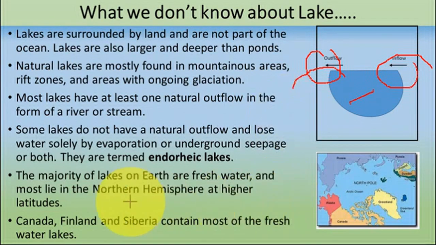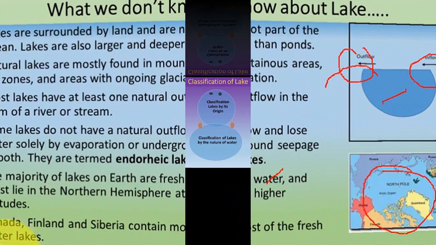The majority of lakes on earth are freshwater, and most lie in the northern hemisphere at higher latitudes. So here you will find most of the lakes. Canada, Finland, and Siberia contain most of the freshwater lakes in the world. So these are some features we have come to know about lakes.